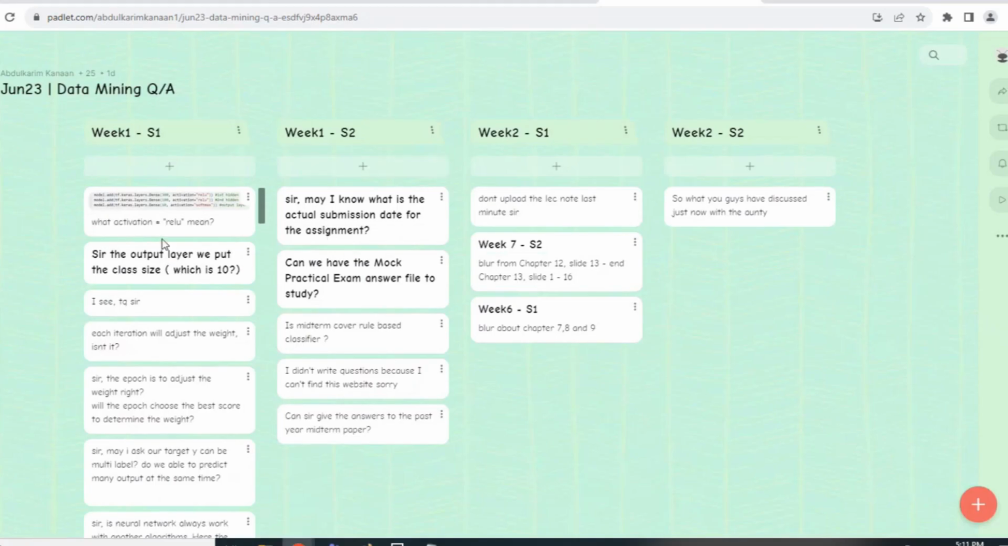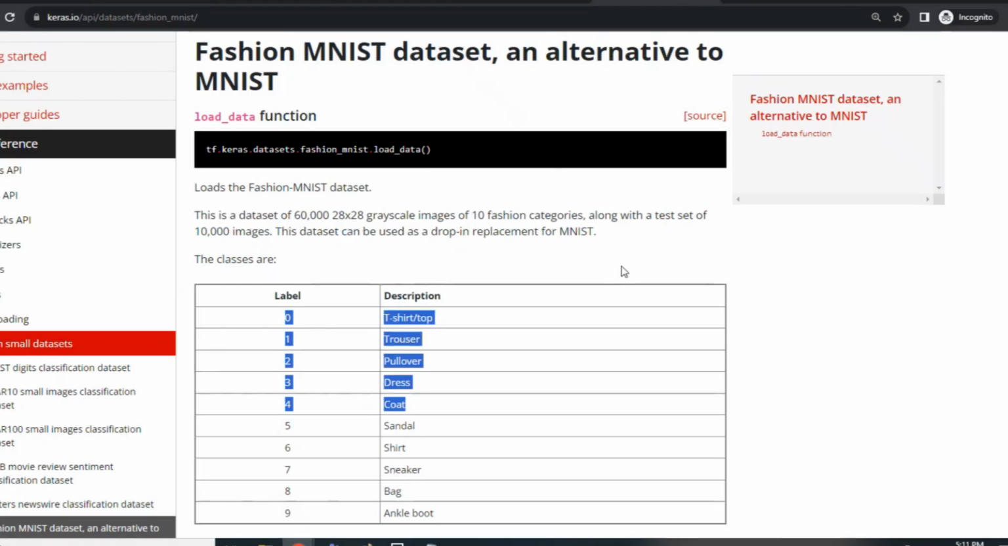Again, if you still have a question, you can still type your follow-up question. Even for those whose question I have already answered, if you still have doubts, write your question again.